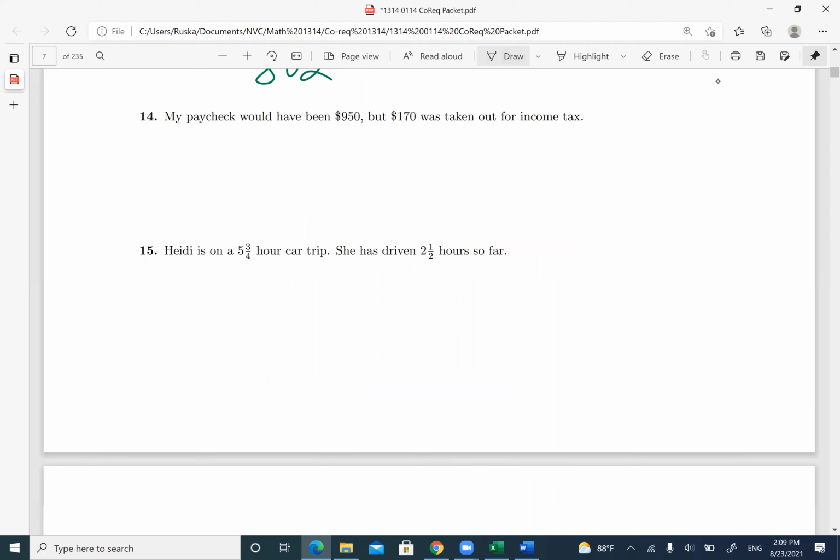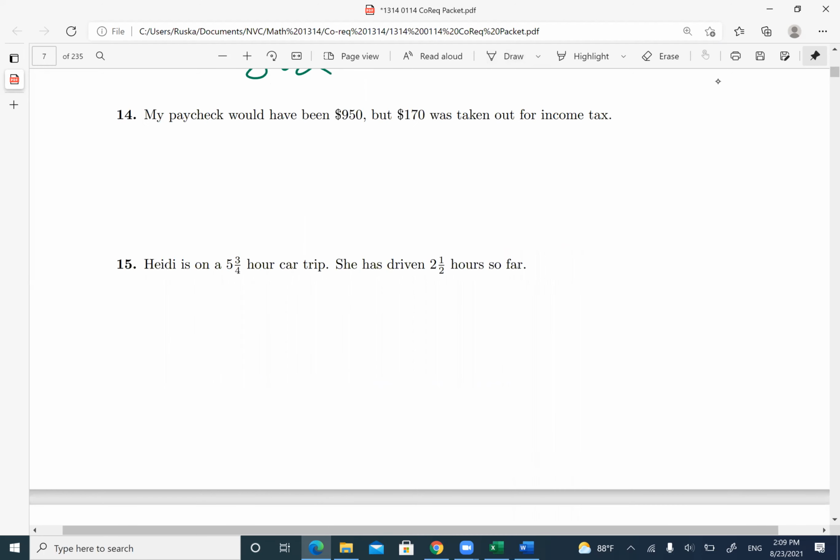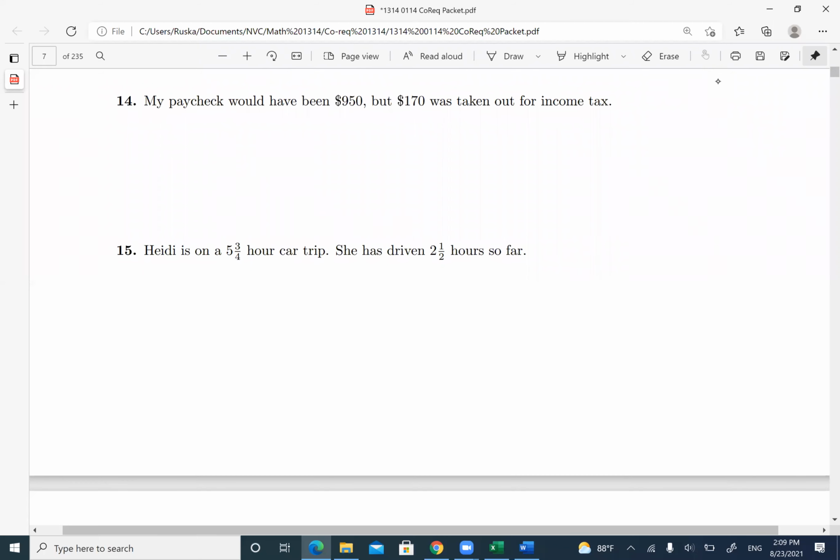The next one is: my paycheck would have been 950, but 170 was taken out for income tax. So what was taken out? What was the part? Okay, so this is a little tricky. Let's think about it. So 170 is the part, okay? It's taken out of 950. That's correct. Good job.